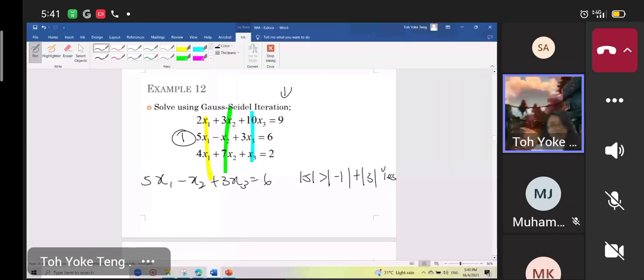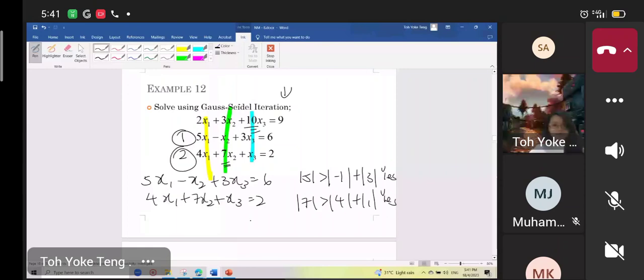Okay, we move to the second one. So A22 is the maximum number, so this one is acceptable. Since 7 that is greater than 4 plus 1, so yes. And then the last one, 10 that is greater than 2 plus 3, that is 10 greater than 5, yes.